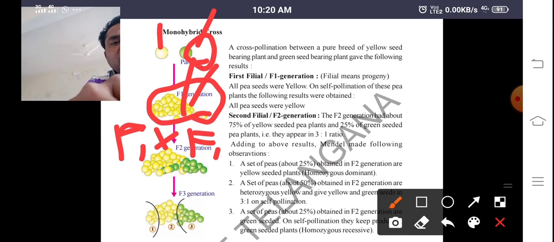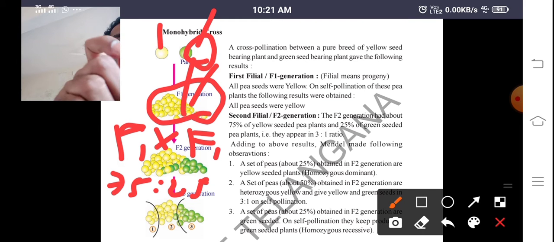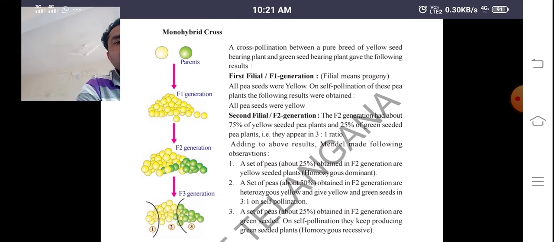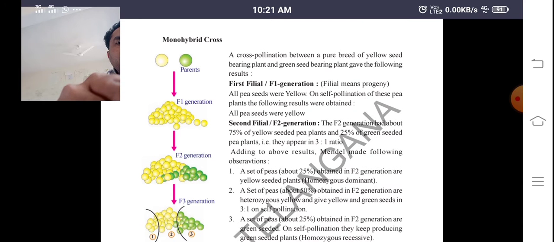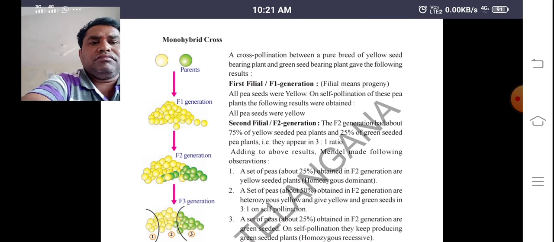Let us see that here. 75% yellow, 25% green when we cross F1 into F1, that is in the F2 generation. Again, when you take the F3 generation, what happens there, what we can say, 25% is what we get.